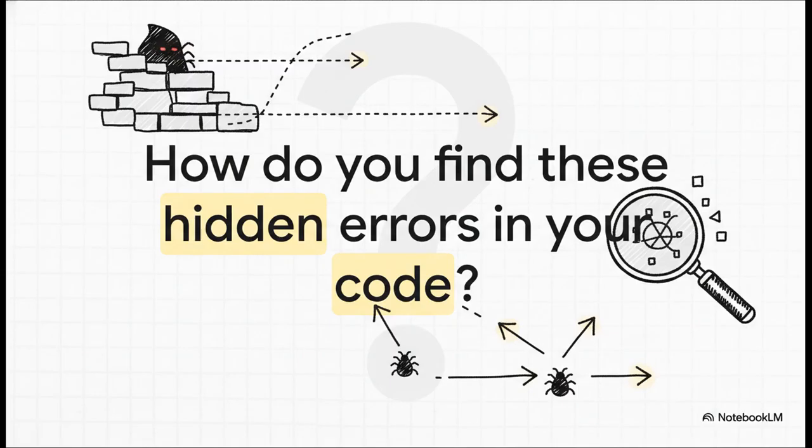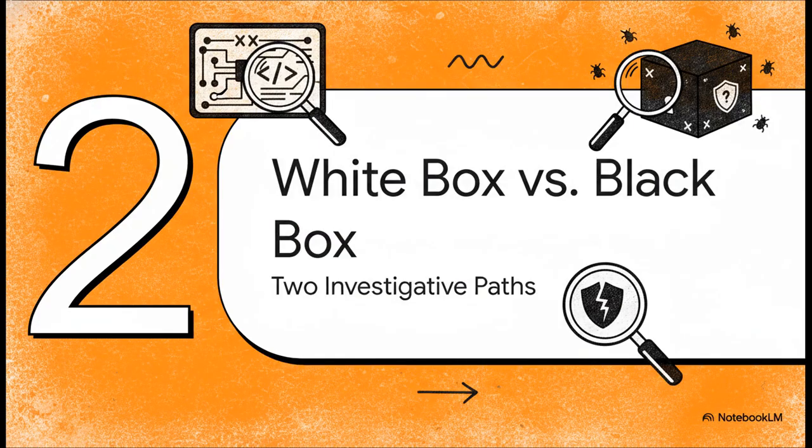These bugs are incredibly good at hiding. They might not cause a problem right away, which makes them insanely difficult to track down. So the real question is, how do we find them? Well, in the world of bug hunting, there are basically two fundamental philosophies, two main paths our investigation can take.